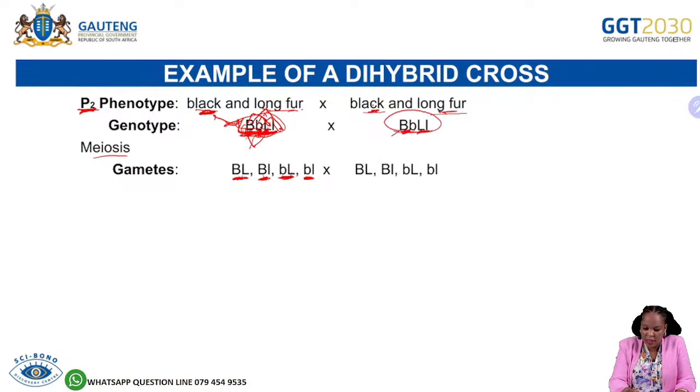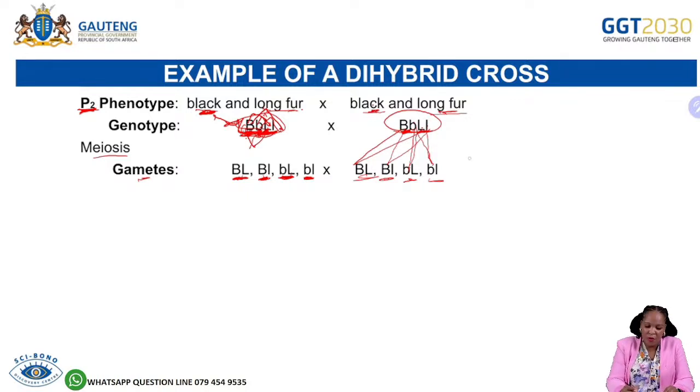Here you got this one, big letter B, and big letter L together. B, L, and B with the second l, this one and this one together. Then second b with big letter L, this one and this one together. Then the second letter b with the second letter l, this one and this one. This is not your genetic cross. This is just the possible gametes that you are going to cross.